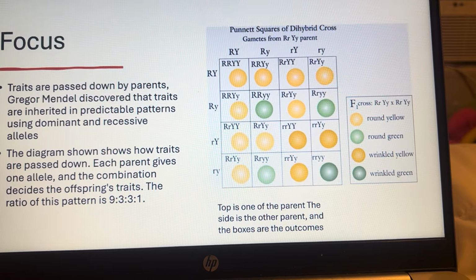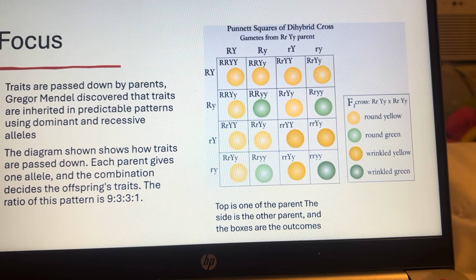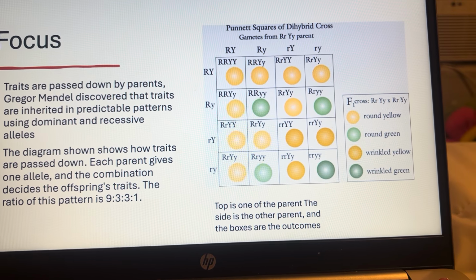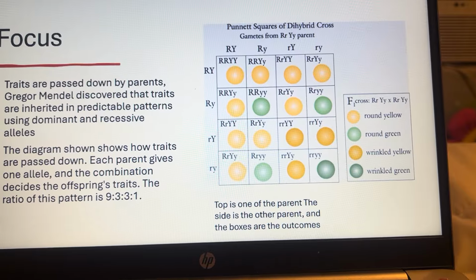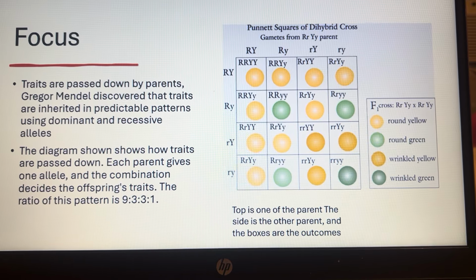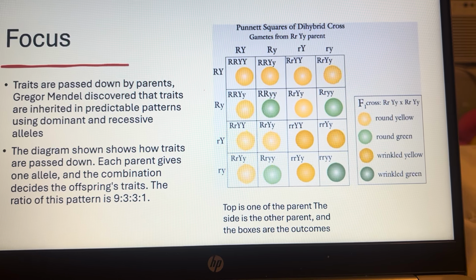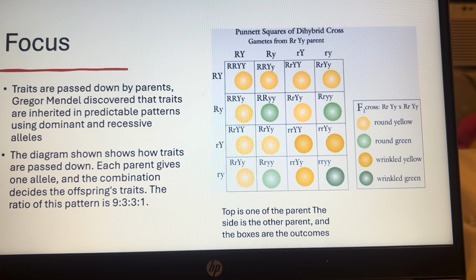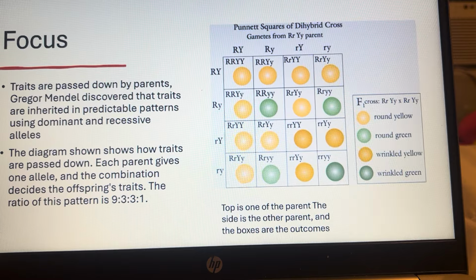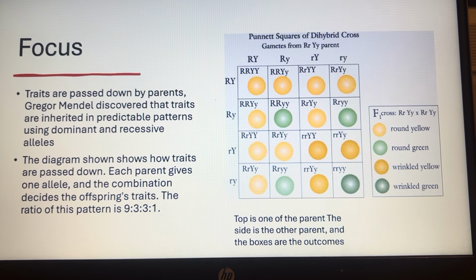Gregor Mendel discovered that traits are inherited in predictable patterns by using dominant and recessive alleles. The diagram shows how traits are passed down. Each parent gives one allele, and the combination decides the offspring's traits. The ratio of this pattern is 9:3:3:1.